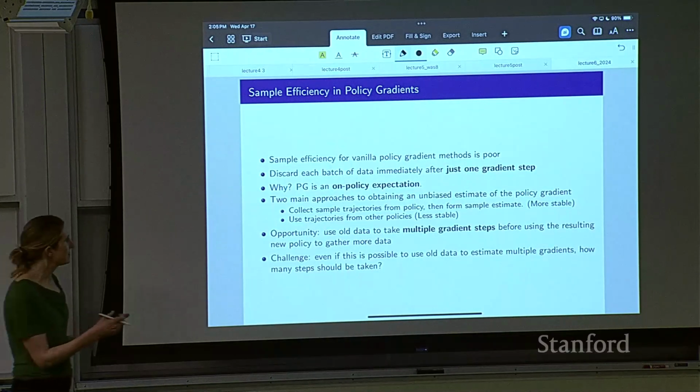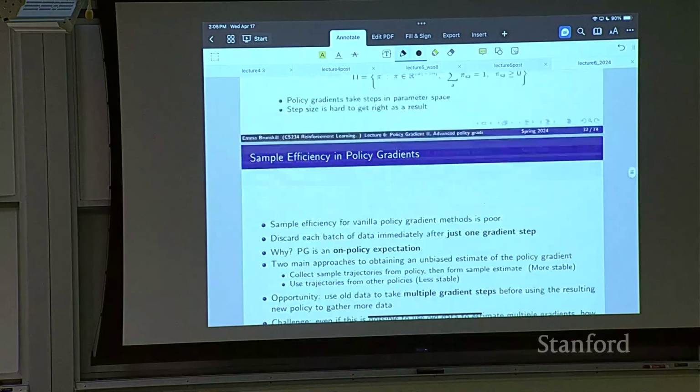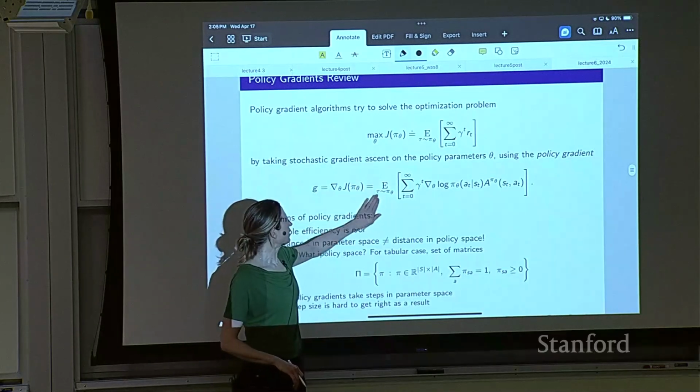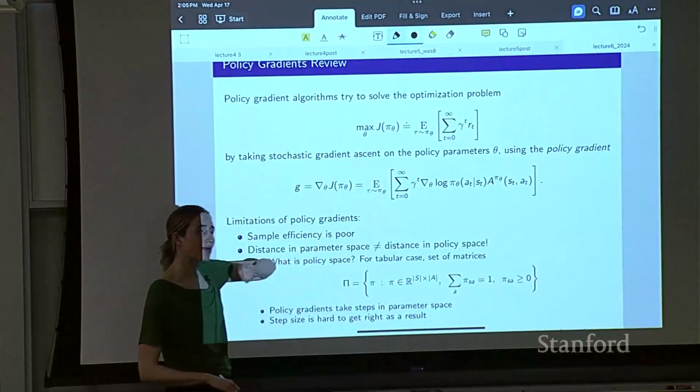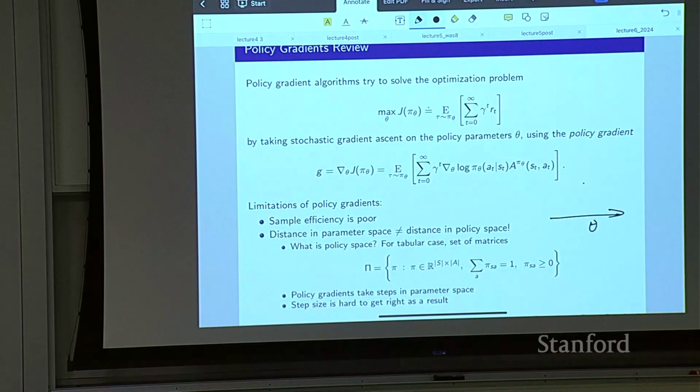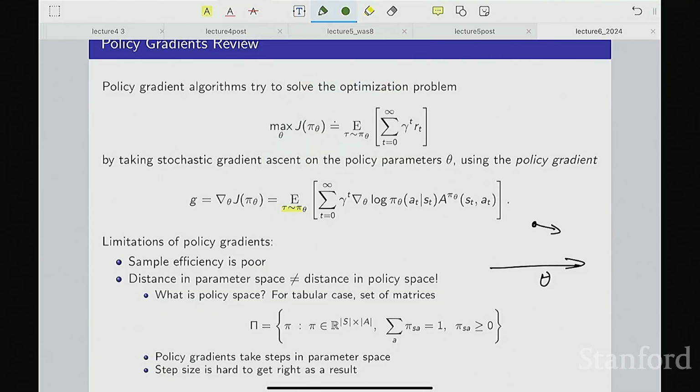So the problem is, when we think about doing these gradients, we've assumed that we've gotten trajectories from the policy and the theta that we're at right now, and then we use that data to take a step. So we're at some point, here's our theta, and we estimate the gradient from that point, from trajectories that are generated under theta, and then we take a step. Now we might be here, and we would like to take another step before getting more data. But let's call this theta prime.